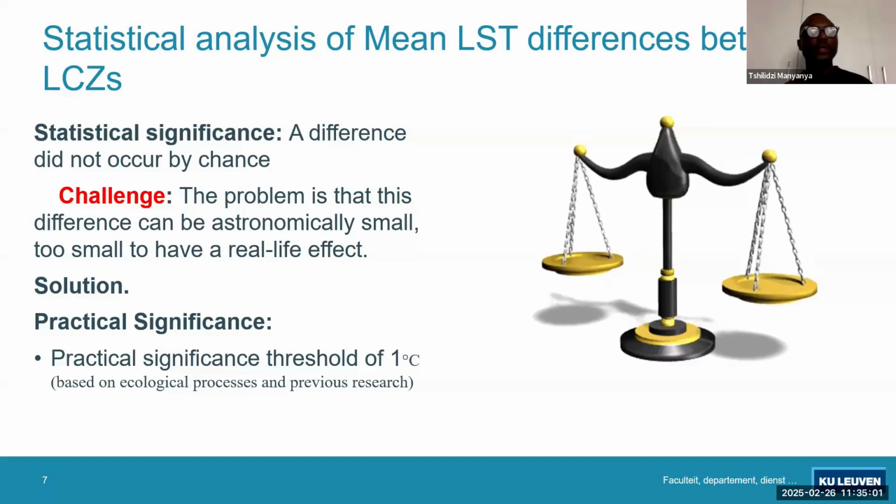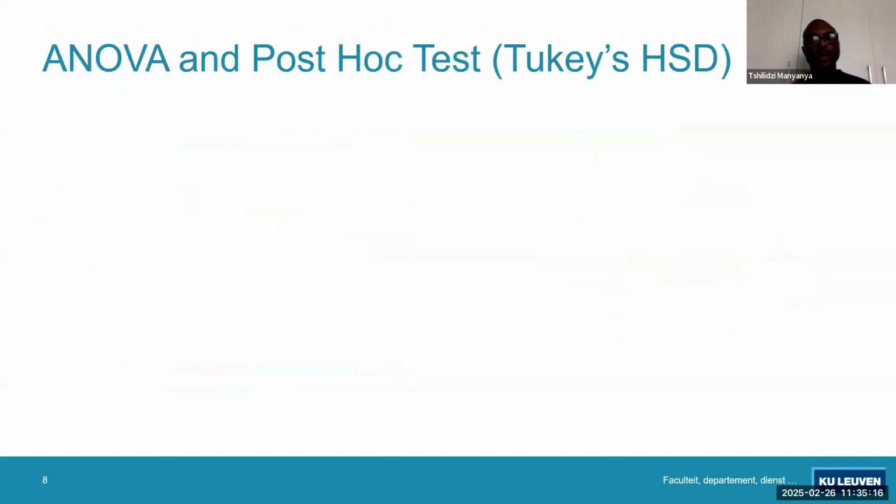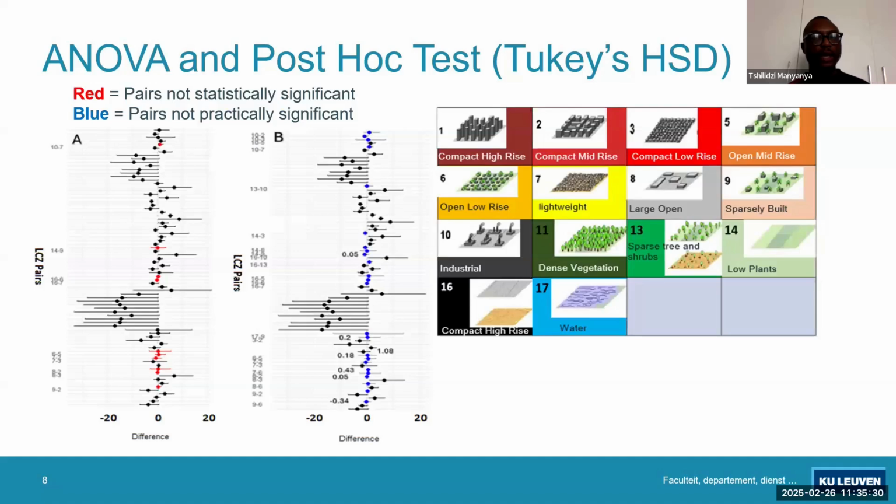So the solution to that was that we adopted a practical significant threshold of 1 degree. This is based on ecological processes and previous research. So we then put our sampled points through ANOVA, and then through a post hoc test after. So I'm gonna show you the results. This is the result after we put it through the post hoc test.